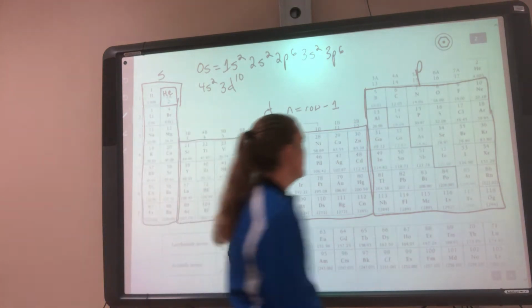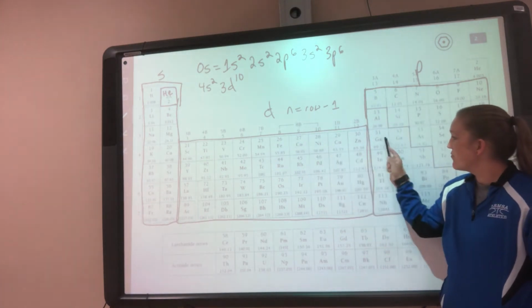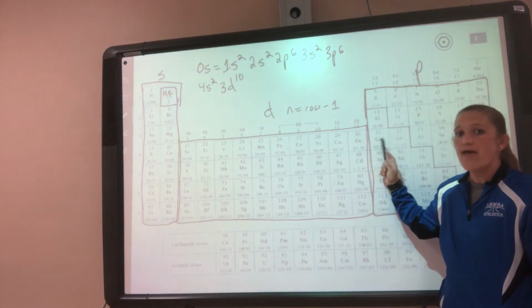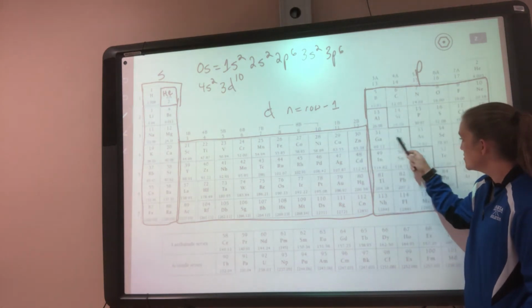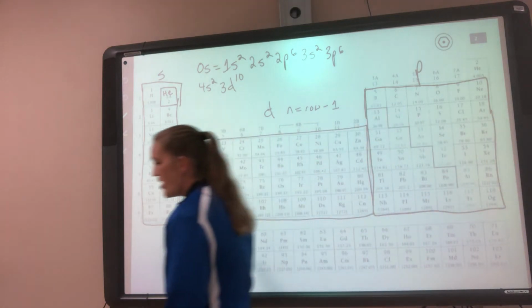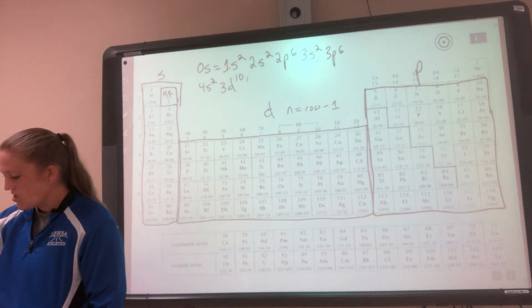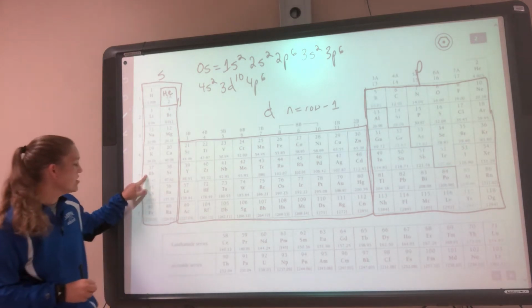So now I'm back here. Now that I'm in the p block, it's just my row number. So this is row 4, so my n is equal to 4. So this would be 4p, 1, 2, 3, 4, 5, 6. I do all of them because I've got to get all the way down in here. So 4p6.